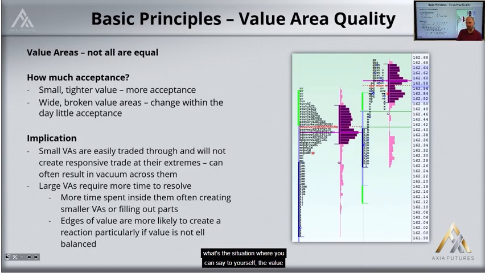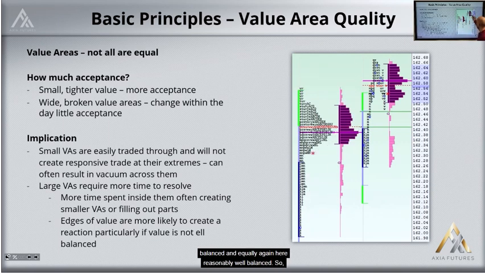So you've then got to look at what the situation is where you can say to yourself that the value area extremes are going to create a reaction, or that the value area extremes can be completely ignored and viewed as points to trade through. And this all comes down to value area quality. It's a question of how much acceptance there is. Now, if people are very much in agreement as to where value is, the market will accept in a nice tight range, something like this. You see, particularly in terms of time, a huge amount of acceptance. It's a very clear bell shape after an initial move up, a normal variation type day. We'll talk about day types in the coming sections. So very nicely balanced.